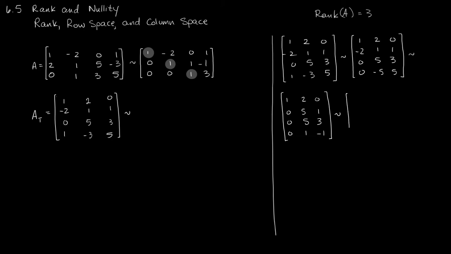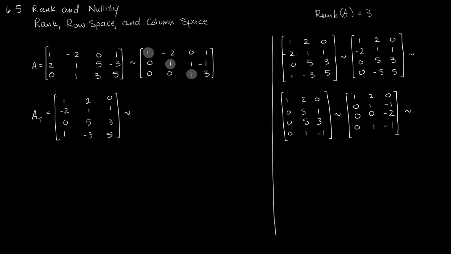So now I've got a pivot in row 1. 1, 2, 0. I have a pivot in row 4. So let's move that. 0, 1, negative 1. We'll move that to row 2. Let's take the opposite of row 2 and add it to row 3. Doesn't really matter, but if I take the opposite, 0 plus 0, negative 5 plus 5, and negative 3 plus 1. And lastly, 0, 1, negative 1.